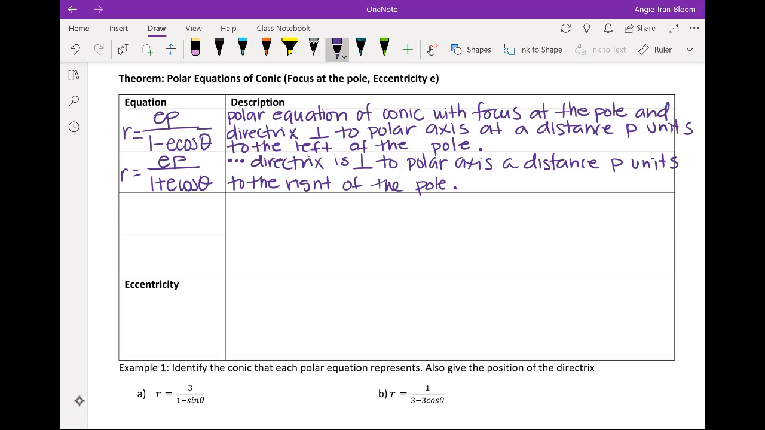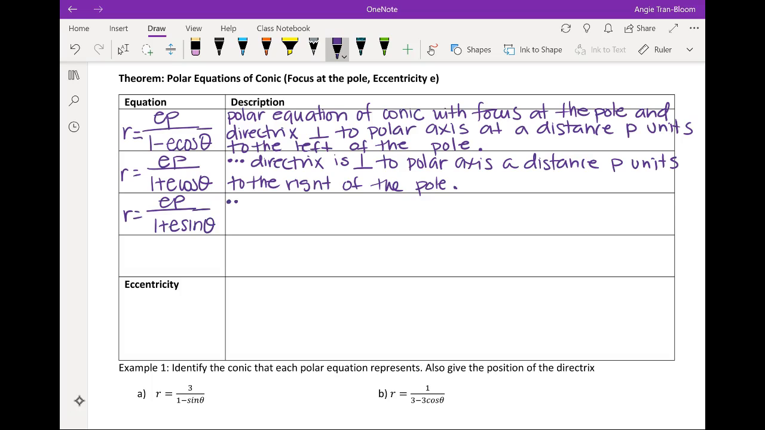Yes? So it is the polar equation of a conic with focus at the pole and directrix perpendicular to the polar axis at a distance of p units to the right of the pole. This particular directrix will be p units to the left on the first one and p units to the right for the second one. Very good. So that's cosine. Let's do sine. 1 plus E sine of theta.